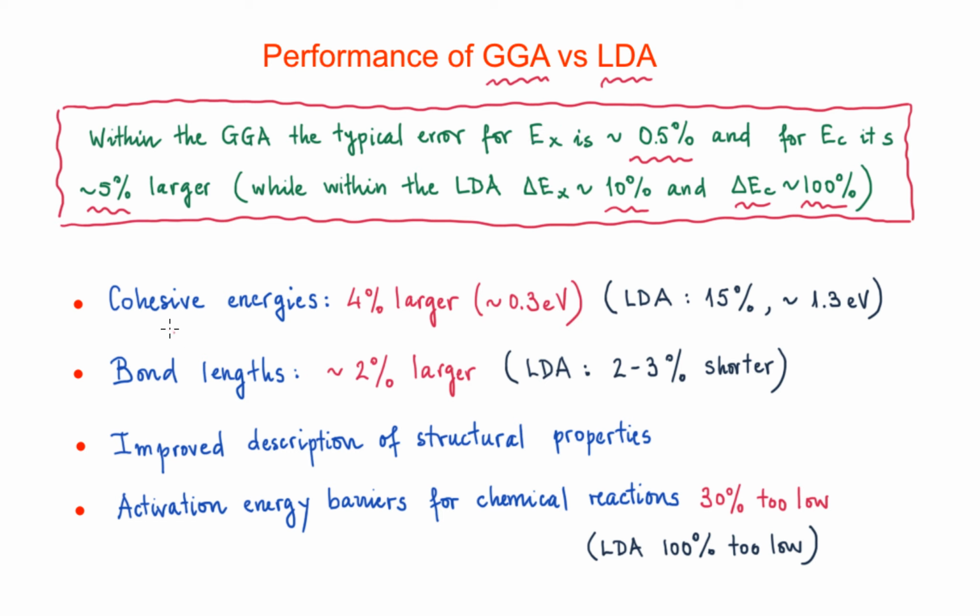In the same way that we are getting much better cohesive energies, the activation energy barriers for chemical reactions you are getting within the GGA are around 30% too low. If you remember, within the LDA it was 100% too low. So the improvement we are getting for that property is very important, which makes the GGA reasonable to use for analyzing chemical reactions, while within the LDA, the results we were getting were completely unreliable for that.